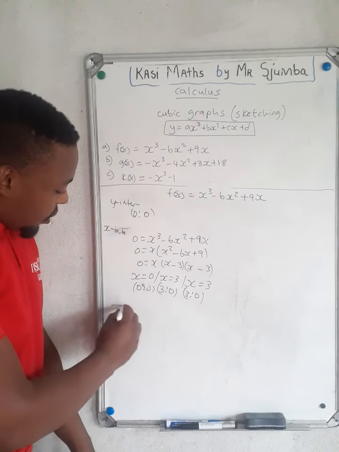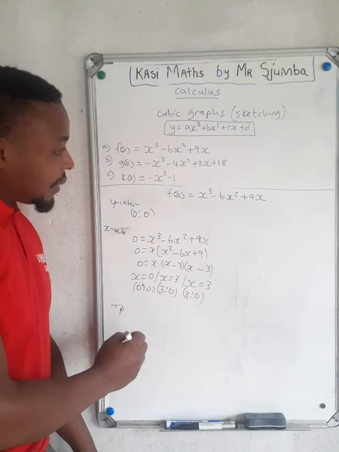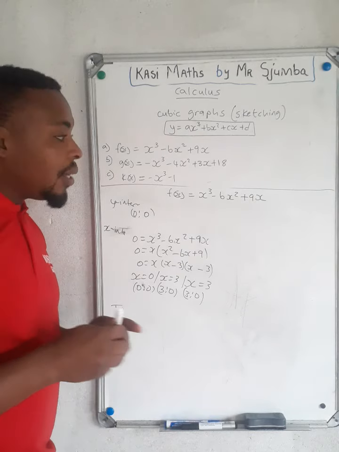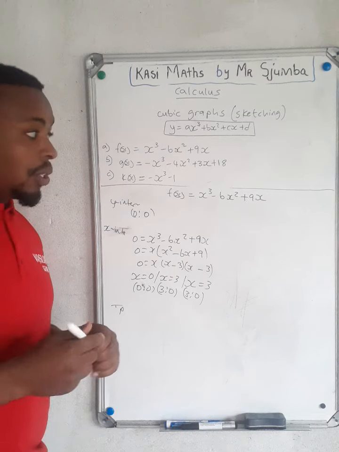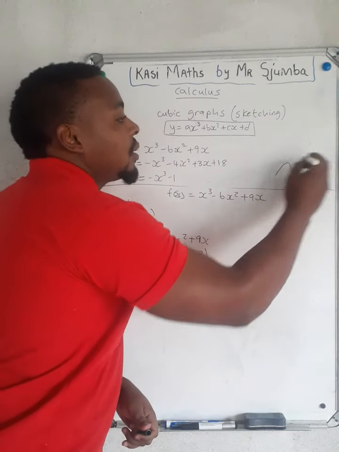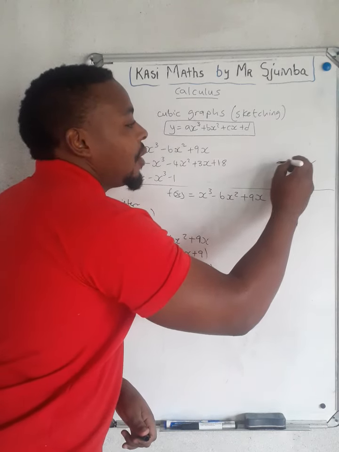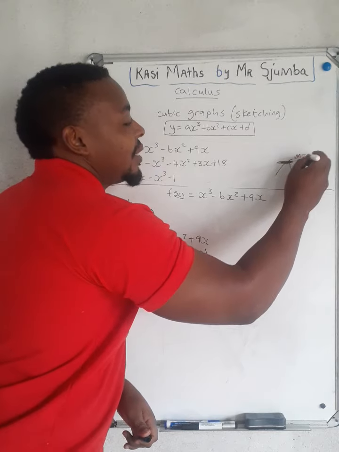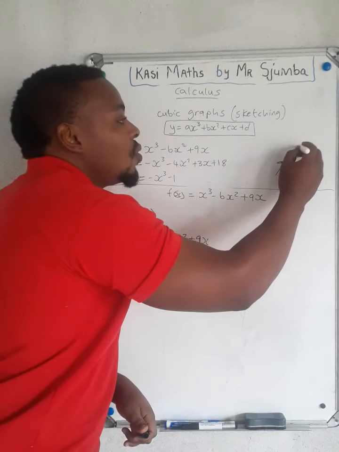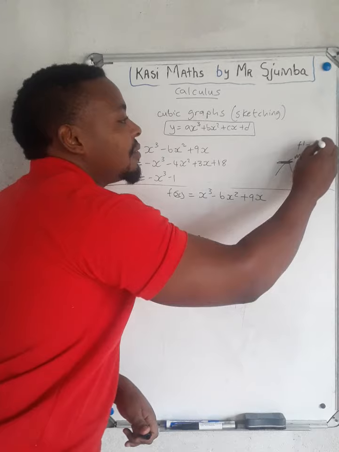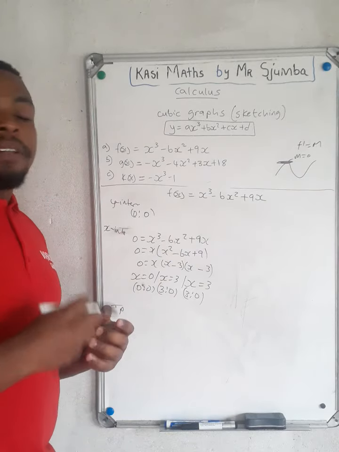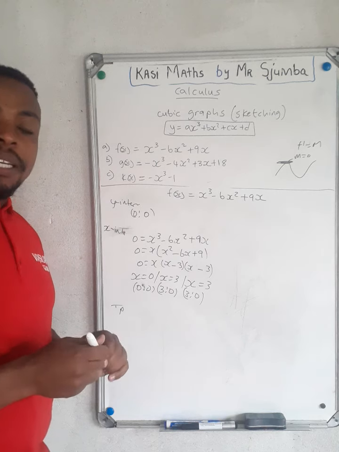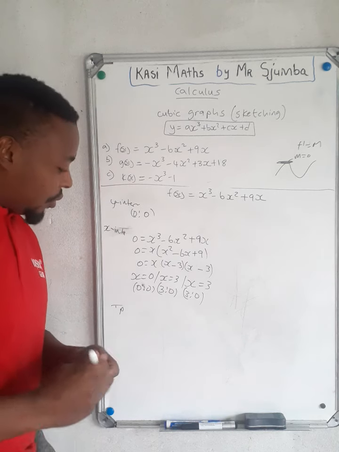So now let's go for the turning point. For a turning point we have to derive and then we equate the derivative to 0, because where there is a turning point, the gradient is 0. And we know the first derivative is the same as the gradient. Hence we derive and then we make the gradient equal to 0.